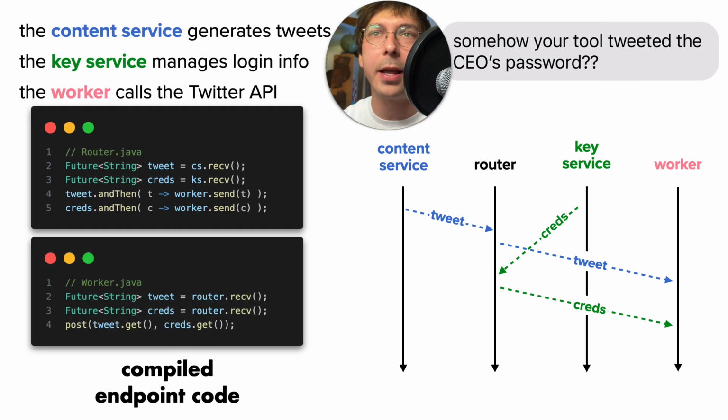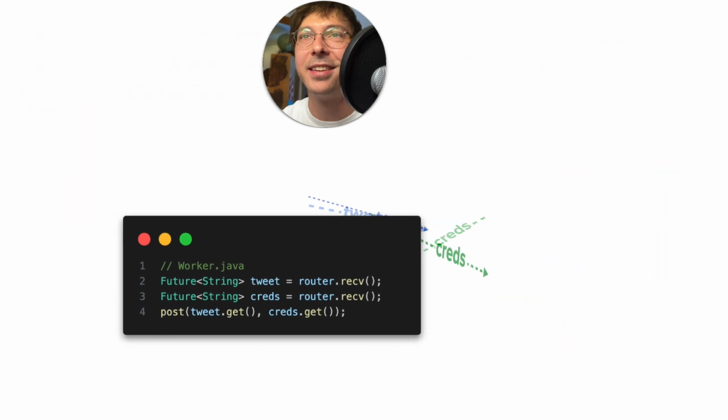Let's look at the worker now. We see that the worker receives a message from the router, and that's going to be the tweet. And it also receives another message from the router, and that's going to be the credentials. And then it's going to post once it has those two values. You see the bug yet?